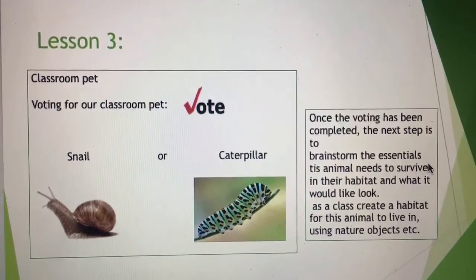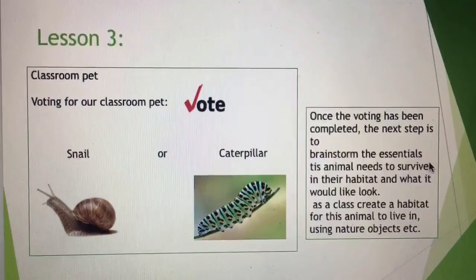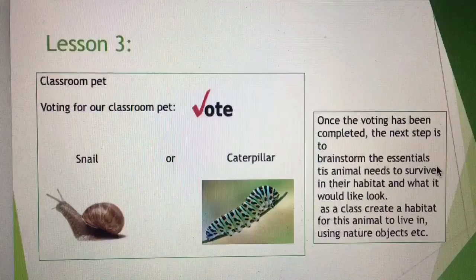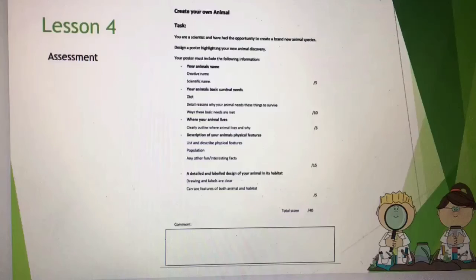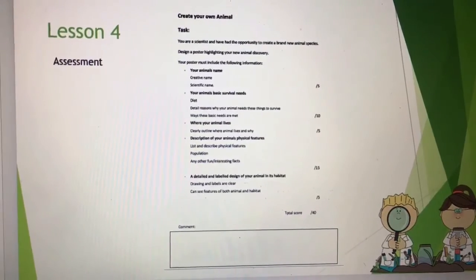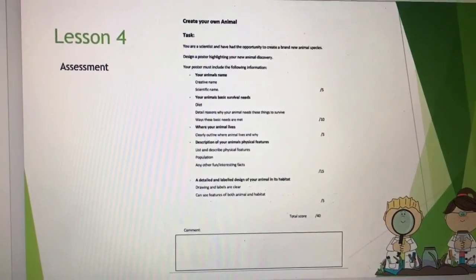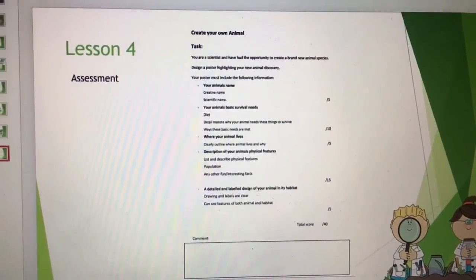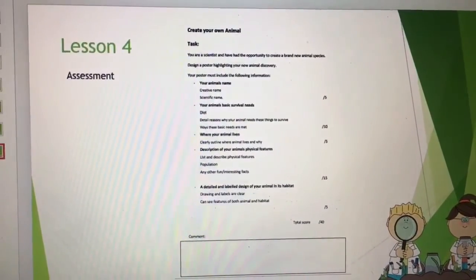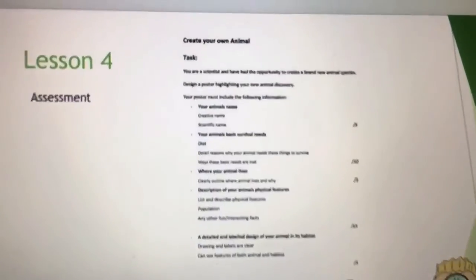This task in the unit involved students voting for a class pet and creating a habitat for this animal. However, due to a lack of time, my mentor and I both decided to leave this specific lesson out of the unit. With this, the last lesson within the time frame was left to work on the assessment piece, which included students to create a brand new animal discovery following the prompts and the rubric given out to each student.